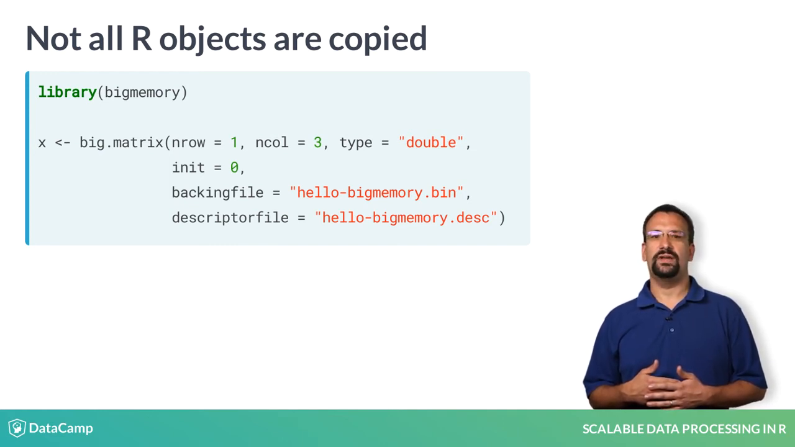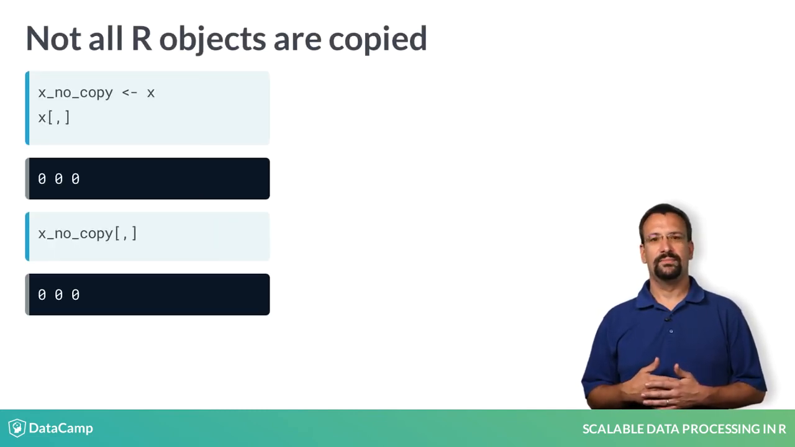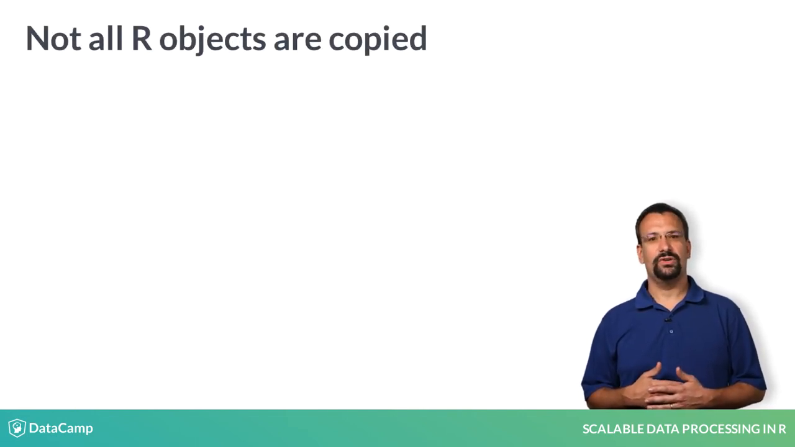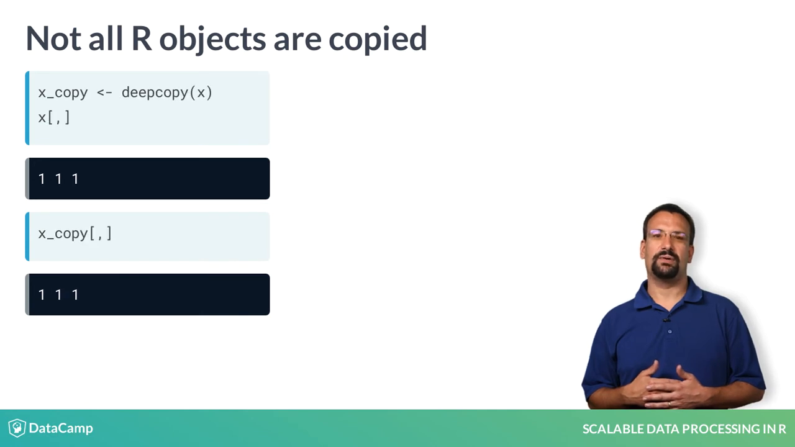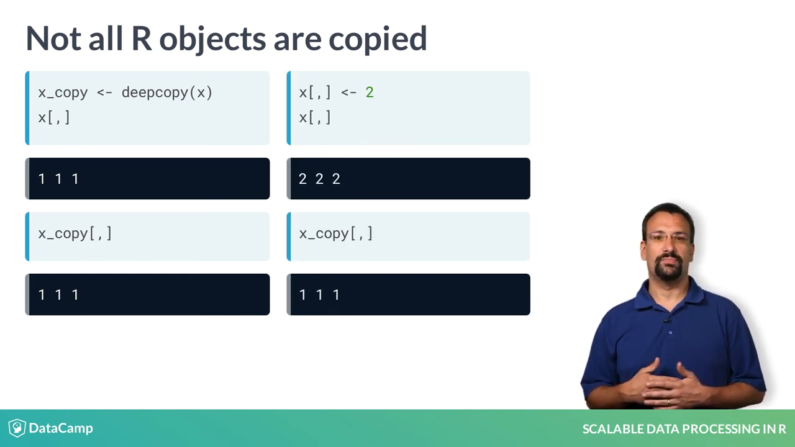We start by creating a new big matrix called X. We assign a new variable xNoCopy to X. xNoCopy now references the same data as X. If you update X, the changes will be reflected in xNoCopy as well. However, when you create xCopy by explicitly applying deep copy on X, then xCopy has its own copy of the data in X. So, if you change a value in X, it will not be reflected in xCopy.